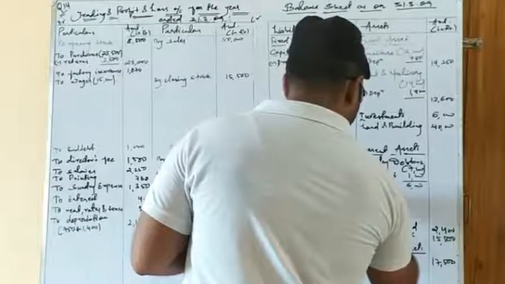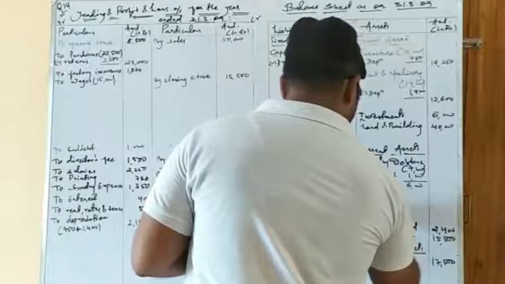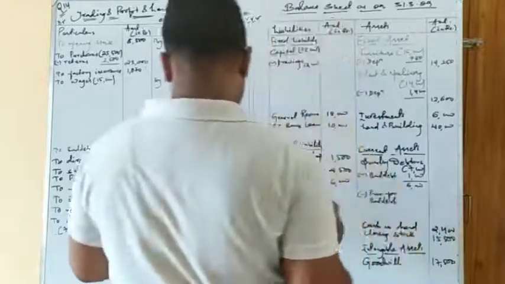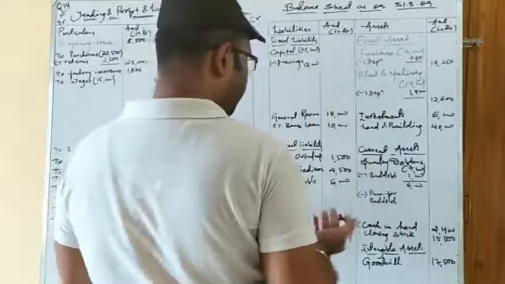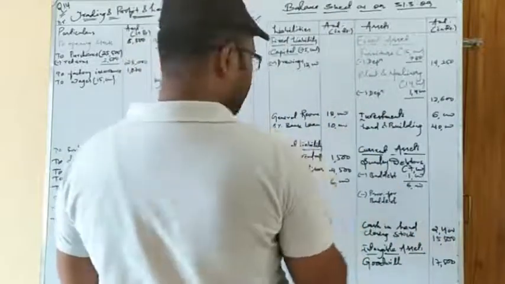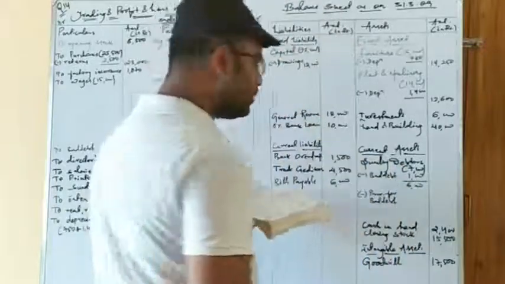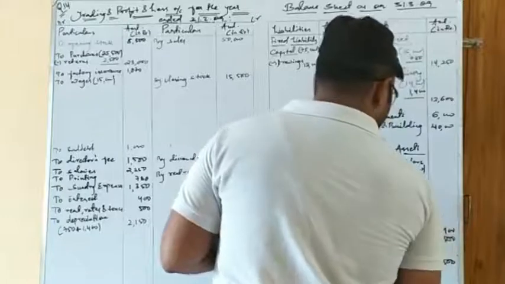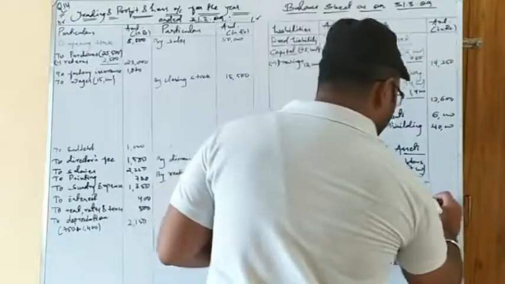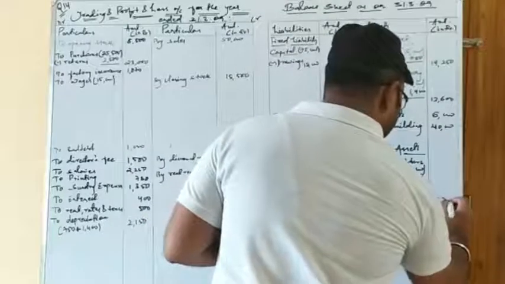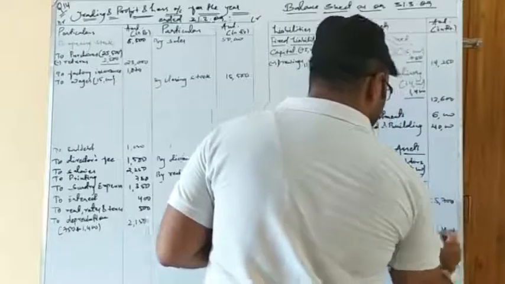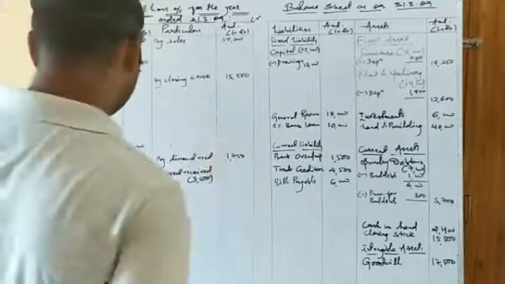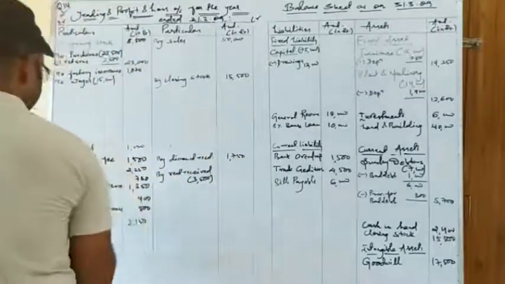So provision for bad debt. It says provision for bad debt or doubtful debt, whatever you can write, that is 5% on debtors. So 5% of 6,000 is 300. So the net value of debtors that goes to the outer column is 5,700. We will write the value of provision for bad debt on the debit side of the profit and loss account, as you know.